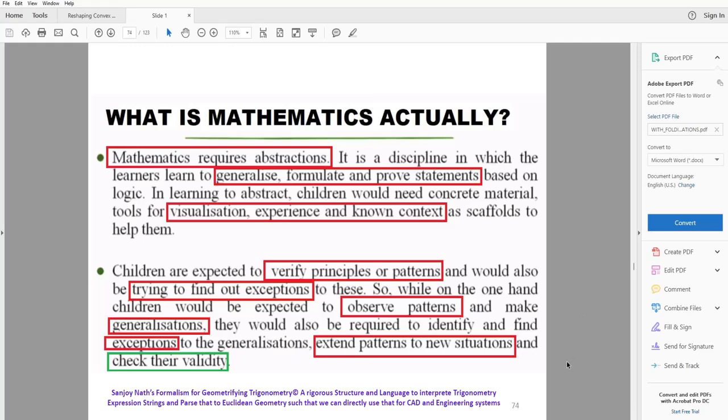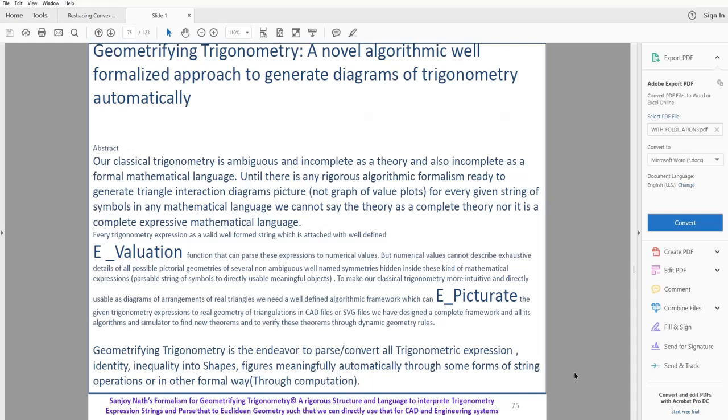So Sanjoy Nath had to make it such that he could write application programming interface programs on CAD, and non-ambiguous situations are necessary to construct staircases or bridges. So Sanjoy Nath had to design this whole subject himself, otherwise he was not getting the facilities of the computer to get non-ambiguous constructions. Geometrifying trigonometry is a novel, algorithmic, well-formalized approach to generate diagrams, that is, bunches of line segments, diagrams of trigonometry automatically.